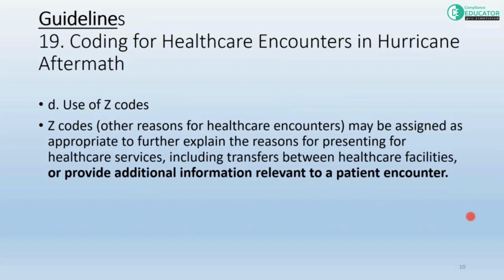And then the use of Z codes, looking in the guidelines that come based on the chapters, they've added that Z codes can be assigned to further explain reasons that the patients are coming for their services, presenting for their services, and also saying that the Z codes are to provide additional information relevant to the patient encounter, and that's sort of leading into social determinants of health, which we'll hear more about in just a moment.